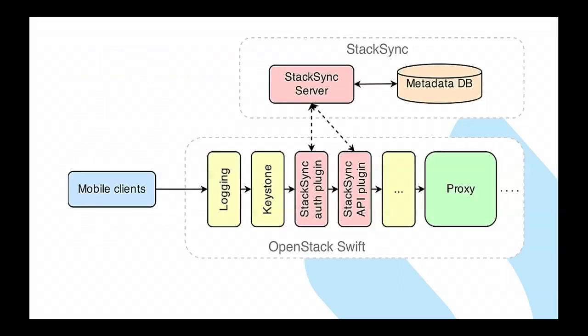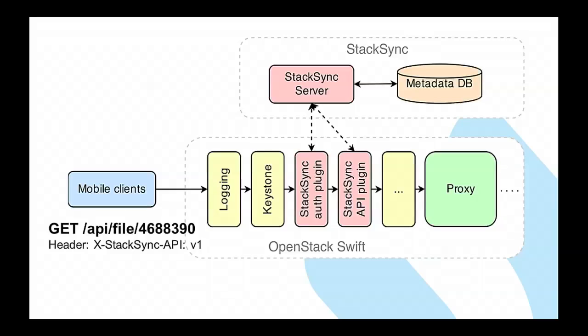So here we have a figure explaining what I said before. On the bottom we have OpenStack Swift with the pipeline and the proxy, and on the top we have our StackSync with the metadata database, and the mobile client on the left. So let's say that the client makes a request to our API. He wants to get a specific file, and he sets our header, StackSync API.